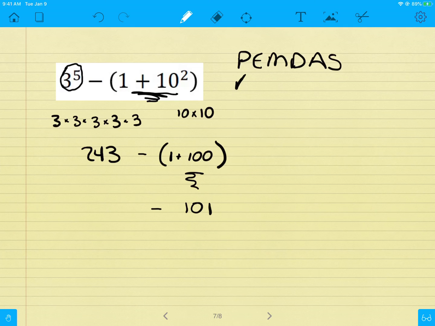And now that I'm done with the parentheses, that goes away. And now I can subtract straight across. Because again, we've done all the exponents, did the parentheses. There is no multiplying or dividing. There's no addition, but there is subtraction. So I'm going to subtract straight across. If we subtract, we should get 142 if I subtract 101 off. And again, this is a guarantee that everyone gets the same answer.